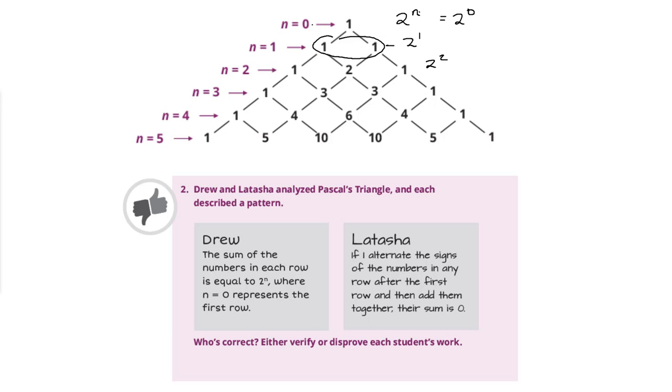Is that true or false? And don't just check those 2, check farther down. So like 2 to the 5th, is that equal to the sum? True or false? Is he right or wrong? If he's wrong, tell me how you know he's wrong. If he's right, tell me an example of how you know he's right.